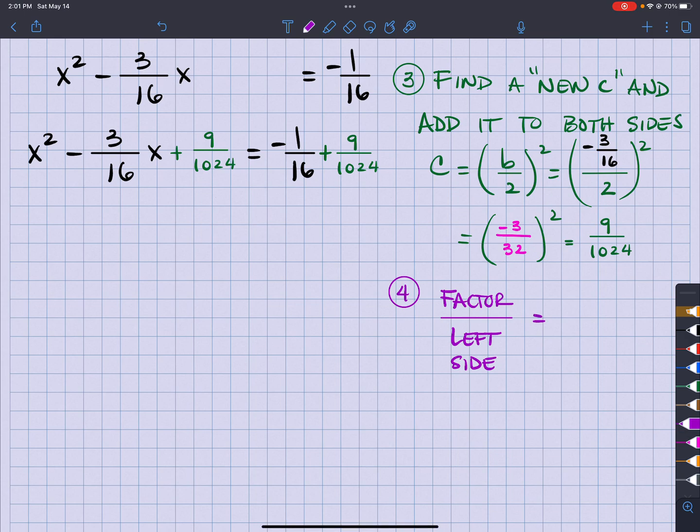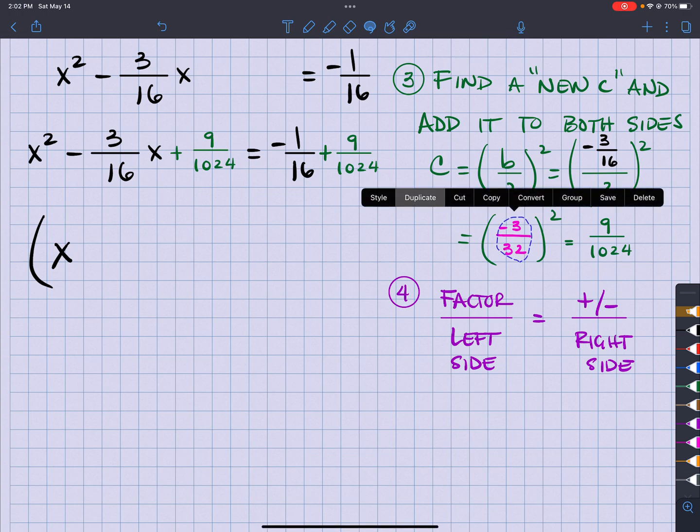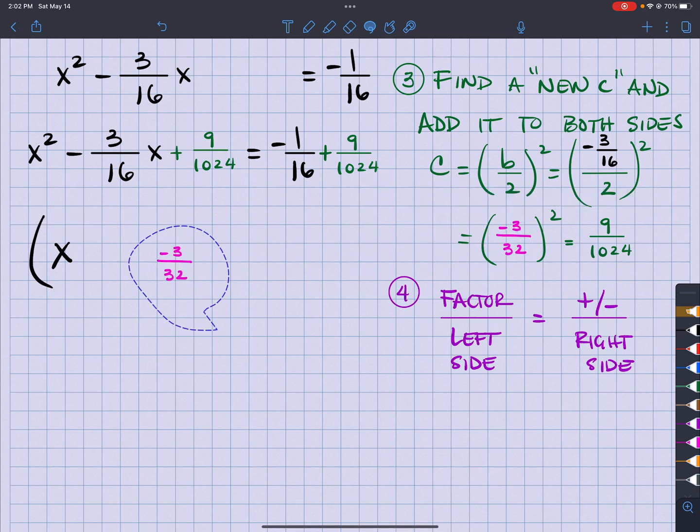And on the right side, I want to just add or subtract those fractions. All right, so now the nice part is that the left side is actually not too shabby. Okay, so let's go ahead and do that. This is going to be x. Actually, let me just show you where it's going to come from. That's where it comes from.